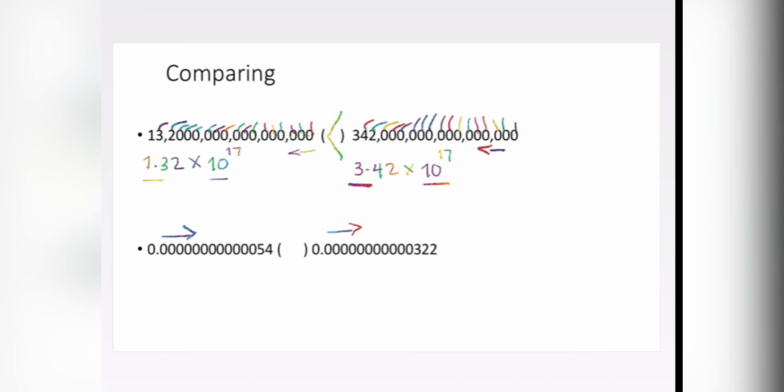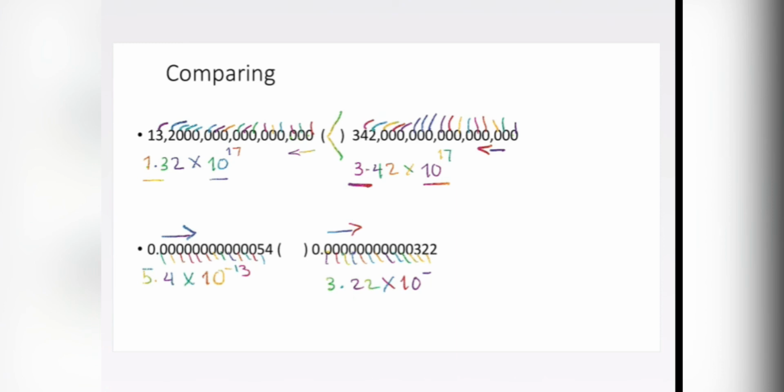Now let us use the rule: less than 10 but equal to or greater than 1. So the decimal point is 5.4 times 10 to the power how many? 1, 2, 3, ... 13. So negative 13. Likewise 3.22 times 10 to the power negative how many? 1, 2, 3, ... 12, 13, right?